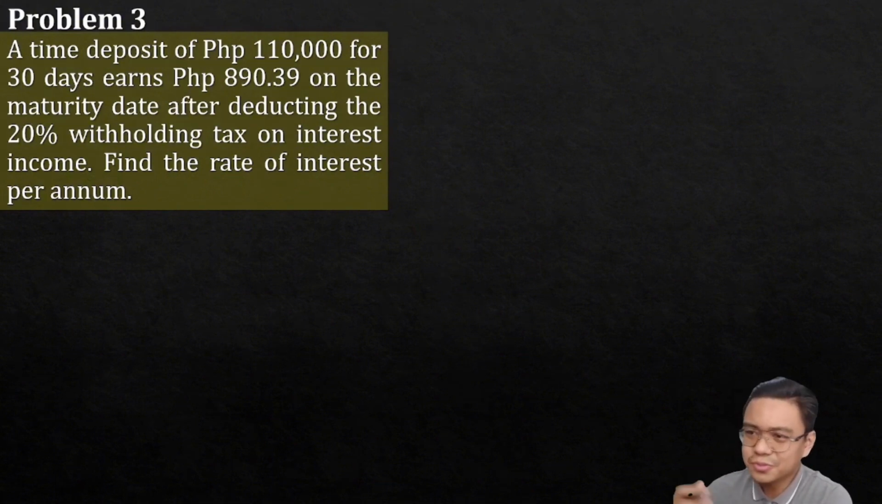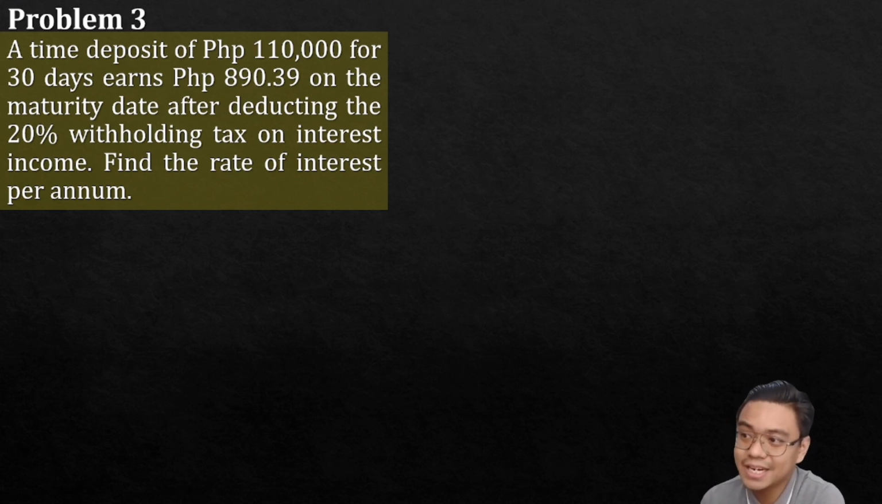Now, for this problem, you have a time deposit of 110,000 pesos for 30 days that earns 890.39 pesos on the maturity date after deducting 20% withholding tax on the interest income. Now, find the rate of interest per annum.